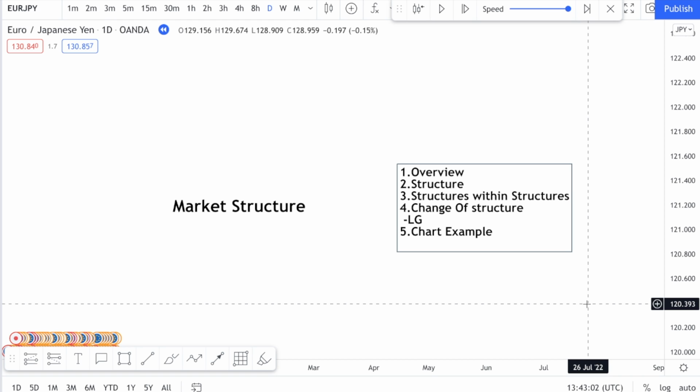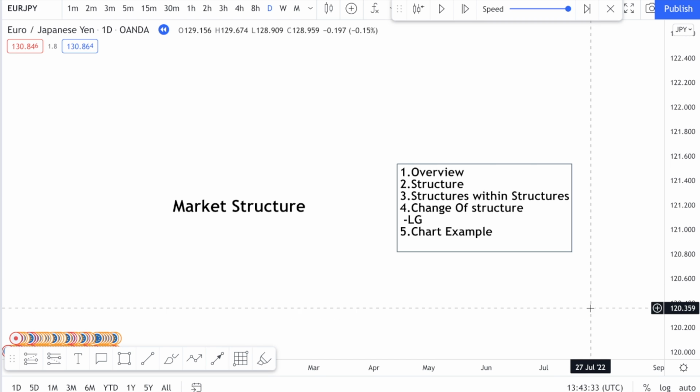So I just thought I'd jump here quickly and do a video on market structure. Now a lot of people complicate market structure and I understand why. I really hope this video makes it very simple. You need to understand market structure to understand the order flow of the market, essentially to understand the trend, if you're just talking in basic terms. That's why it's so important to understand market structure.